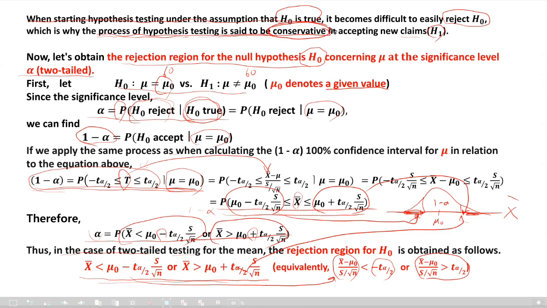All right, if you don't like equations, you may still understand this rejection region, how to get the rejection region under the significance level alpha.